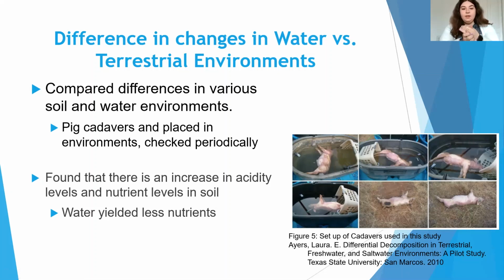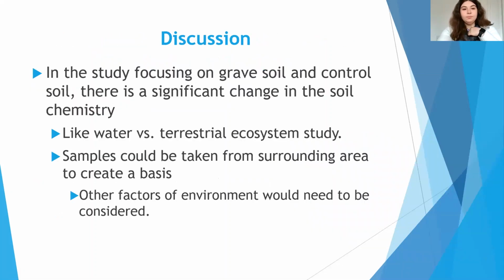From this study, they found that there is an increase in acidity levels and nutrient levels in the soil samples. However, the water yielded less nutrients than the other environments. So in this study, focusing on grave soil and control sample soil, there was a significant change in the chemistry, which was similar to what was shown in the terrestrial versus the water ecosystem study.